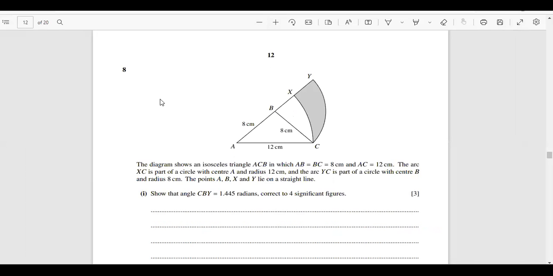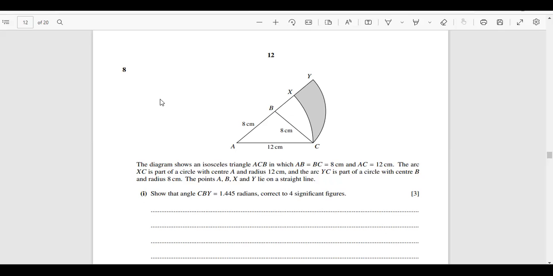Right. So it says the diagram shows an isosceles triangle ACB in which AB is equal to BC, that is equal to 8 centimeters, and AC is 12 centimeters. The arc XC is part of the circle with center A, and the radius is 12, and the arc YC is part of a circle with center B and radius 8. The points A, B, X, and Y lie on the straight line. Show that the angle CBY is 1.445 radians.